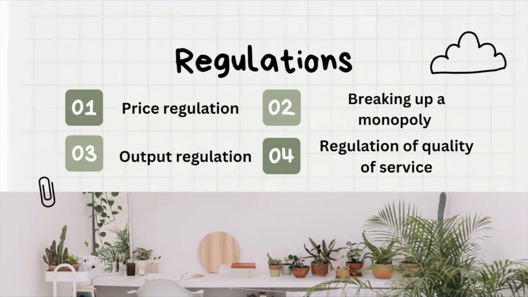An increase in per unit tax reduces monopoly output and raises monopoly price. The last one is regulation of quality of service. Governments can examine the quality of the service provided by the monopoly. For example, the rail regulator examines the safety record of rail firms to ensure that they don't cut corners.